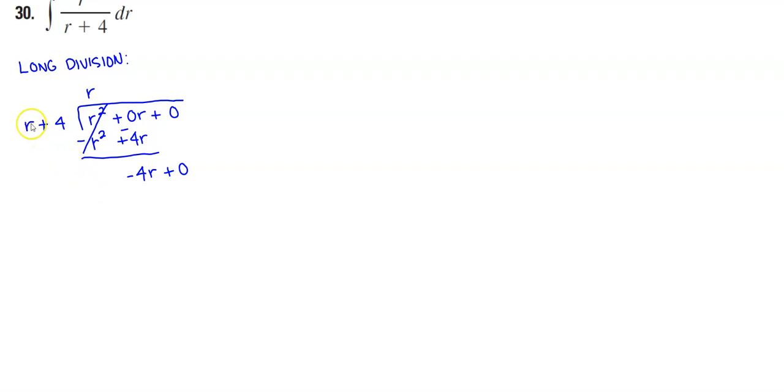So what do we need to multiply by r to get minus 4r? Well, the answer is minus 4. Let's distribute that. Minus 4 times r is minus 4r, and minus 4 times positive 4 is minus 16, and then we change our signs, and so therefore we end up getting 16 as our remainder. So the way we would write this answer is the following. We would say that the quotient is r minus 4 plus 16 over the remainder, which is r plus 4.